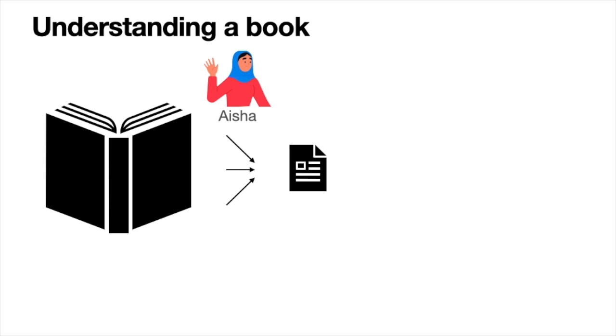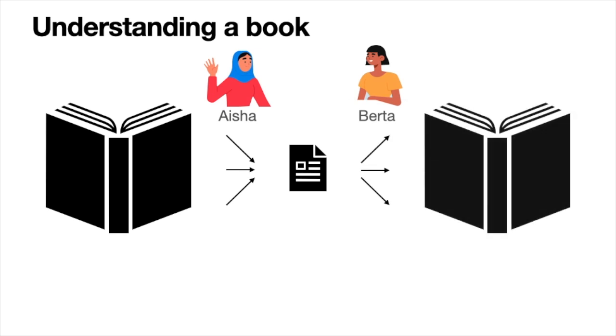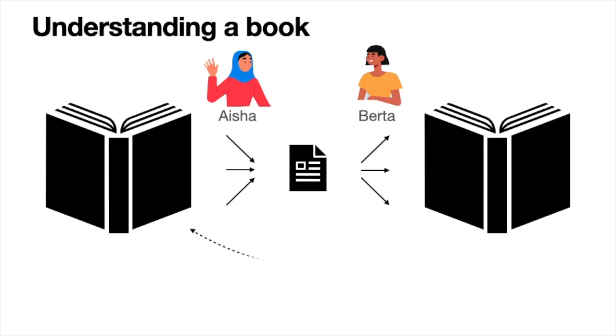Now, how do we measure how good a job she did? What we do for this is we call our other very smart friend Berta, and we give Berta the job of rewriting the book completely using Aisha's summary. And then we measure how both of them did by comparing the original book with the one that was written.